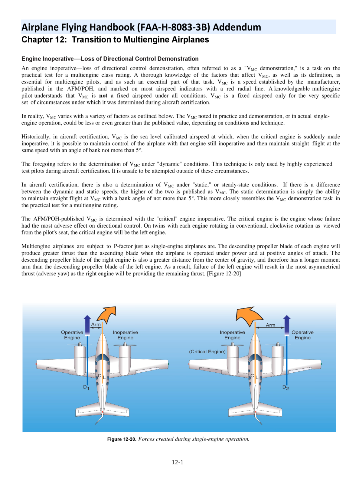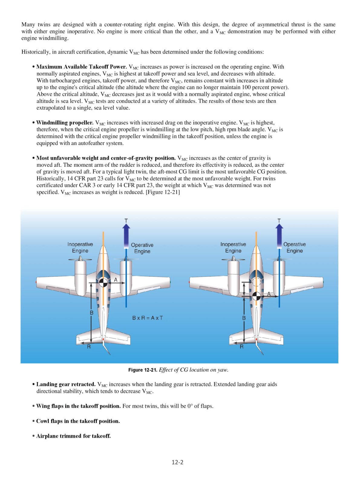The descending propeller blade of the right engine is also a greater distance from the center of gravity, and therefore has a longer moment arm than the descending propeller blade of the left engine. As a result, failure of the left engine will result in the most asymmetrical thrust, adverse yaw, as the right engine will be providing the remaining thrust. Figure 12-20. Many twins are designed with a counter-rotating right engine. With this design, the degree of asymmetrical thrust is the same with either engine inoperative. No engine is more critical than the other, and a VMC demonstration may be performed with either engine windmilling.